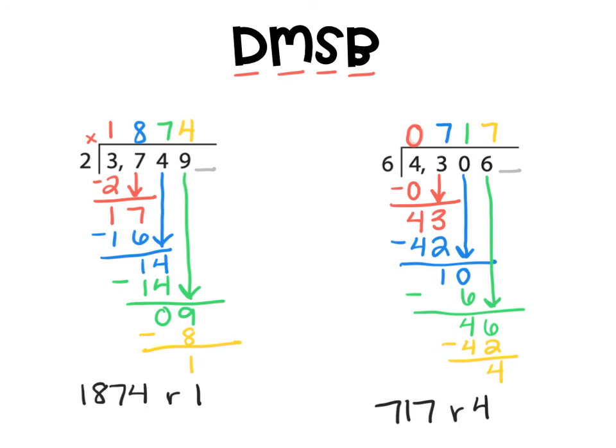So whether you have a remainder or not, remember that you're always going to divide, multiply, subtract, and bring down for each number as you progress through the digits in the dividend.